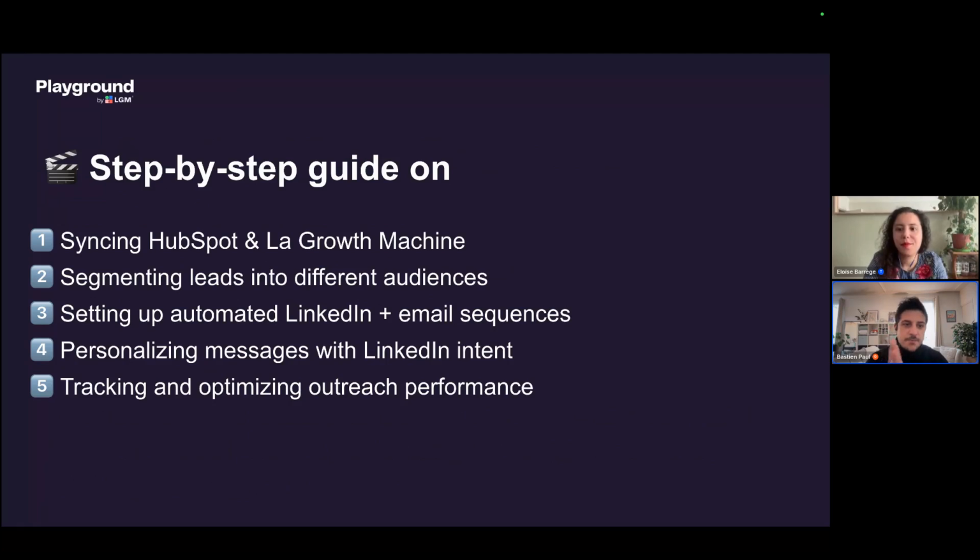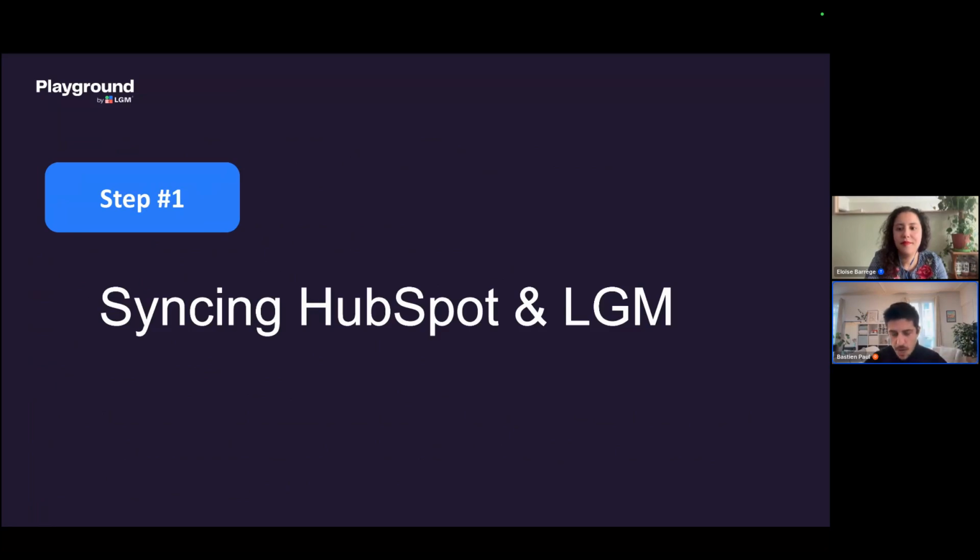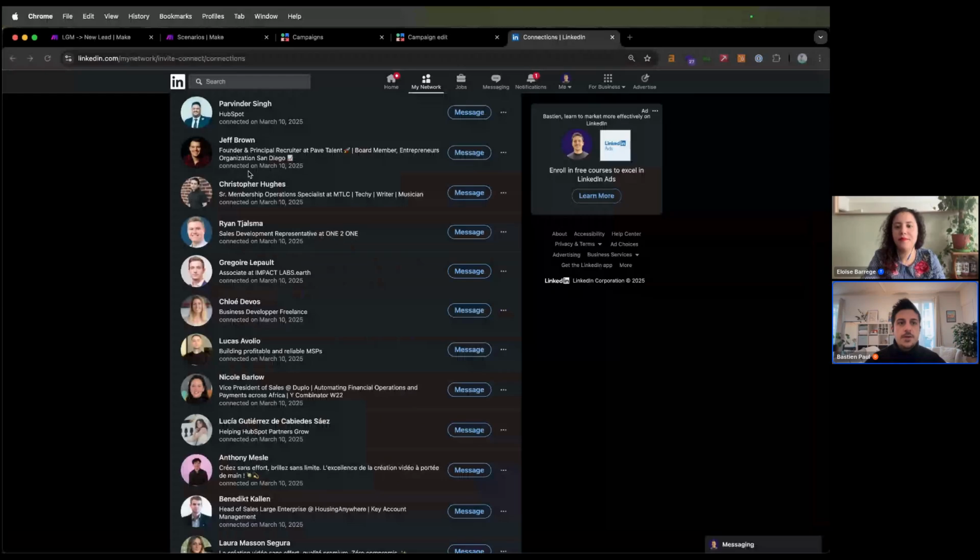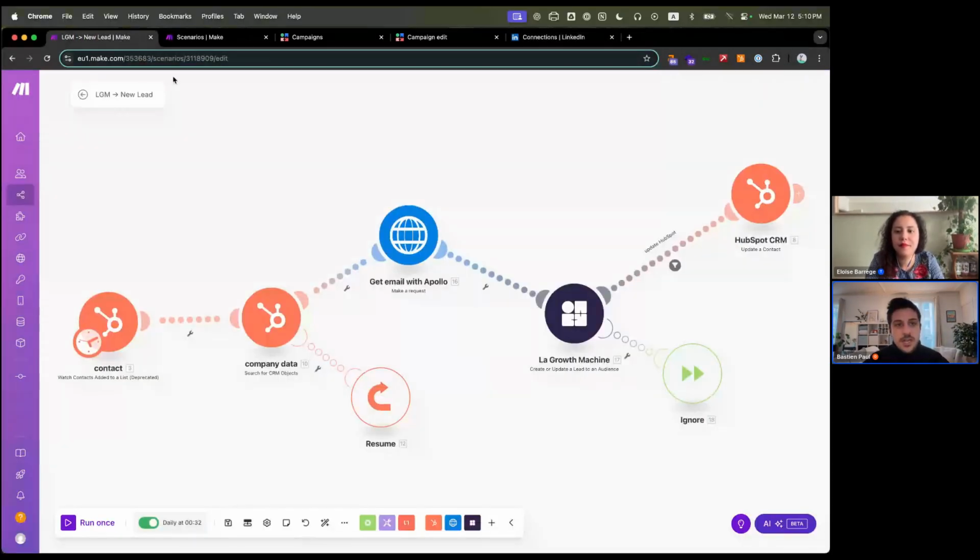Awesome. So step by step, we see how you can sync HubSpot to La Growth Machine using Make, of course, segmenting your leads, setting up the automated LinkedIn and email sequences, personalized messages with LinkedIn intent, and of course, tracking and optimizing outreach performance. I won't go through the slides, I will show you directly here. And if you have a question, let me know. I will send the slides with the replay, so don't worry, you will have a track of that.